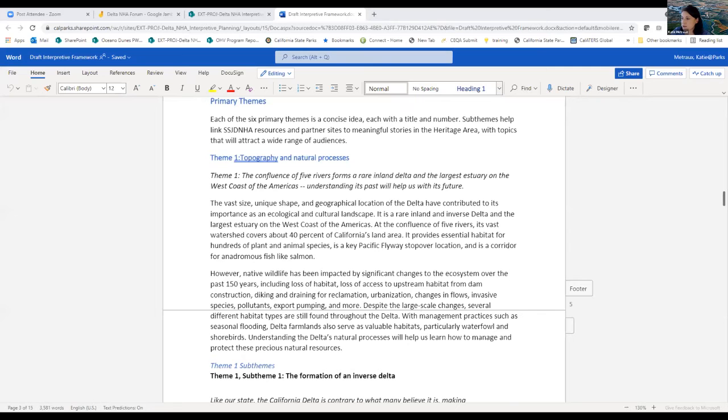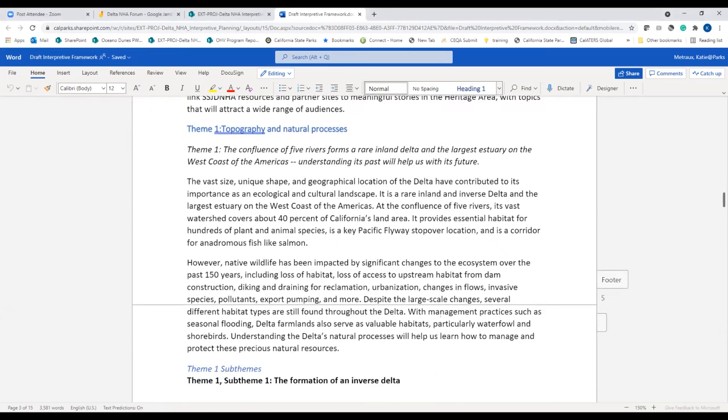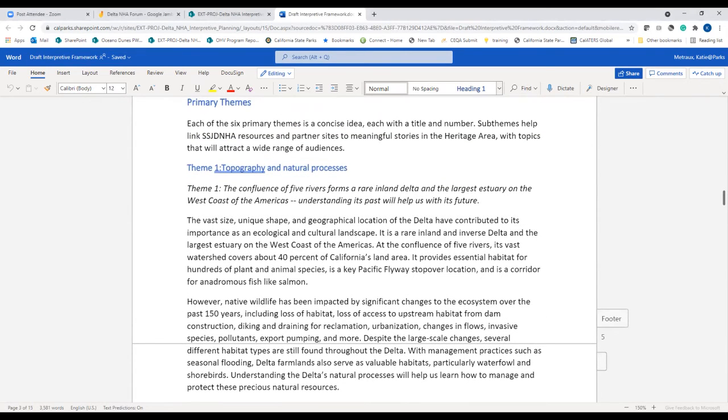Here, I'll share one page with you of what I've been working on. Good idea, Linda. I'm usually working with folks who don't understand interpretation, so I try to make it easier to digest.